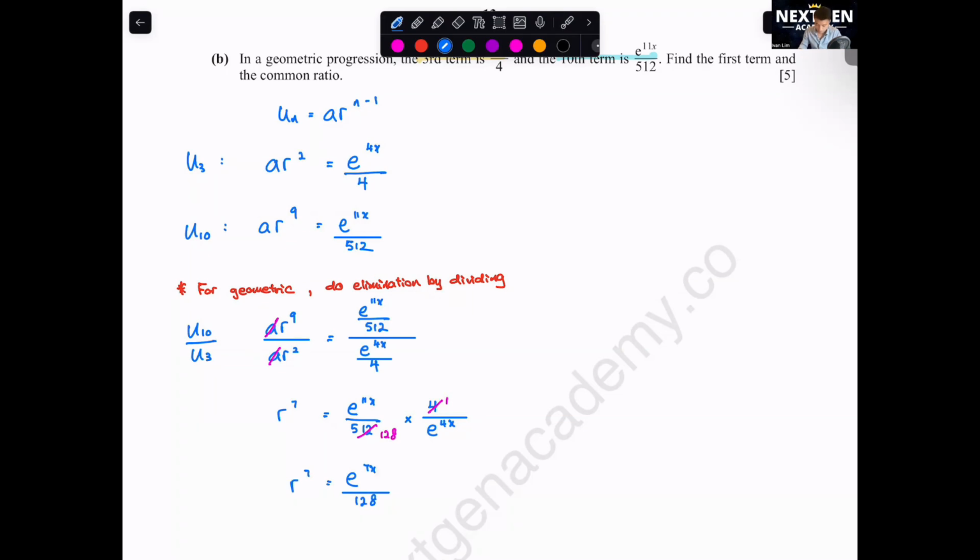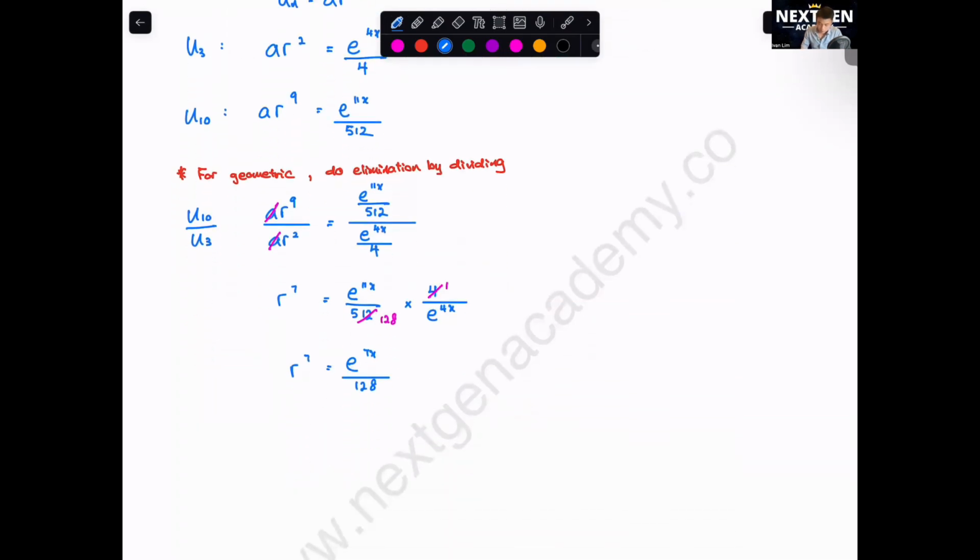r to the power 7. Okay, I want to find r, so I need to take the 7th root. What is the 7th root in terms of indices? We can write it like this, power 1 over 7. We multiply this, you get e to the power x, 128 to the power of 1 over 7, you get 2. So your r is e to the power x over 2. This is your answer.